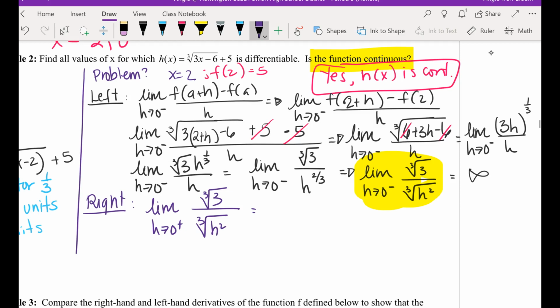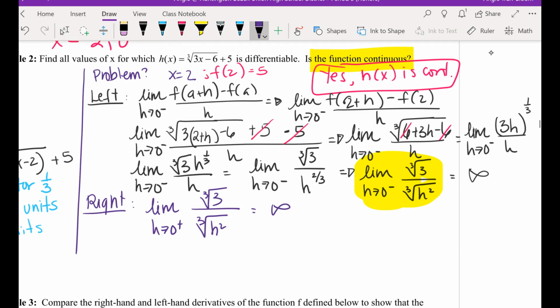Everything squared is always what? Positive. Okay. So this is h squared. So it doesn't matter if you pick a negative small value or a positive value. When you square it, it's always positive. So this is positive infinity.